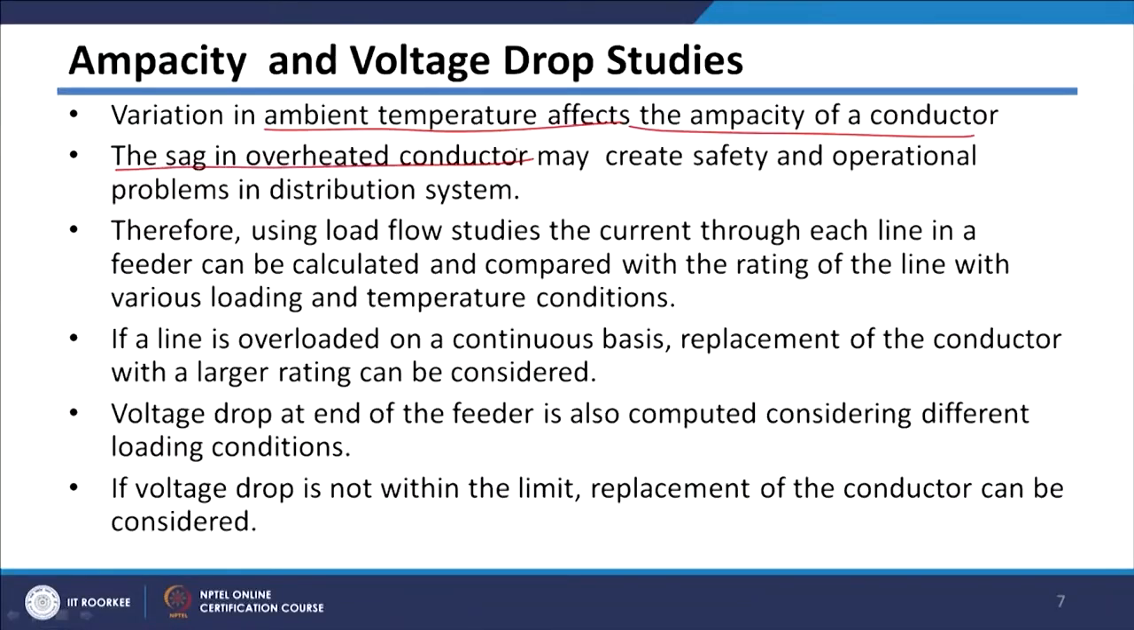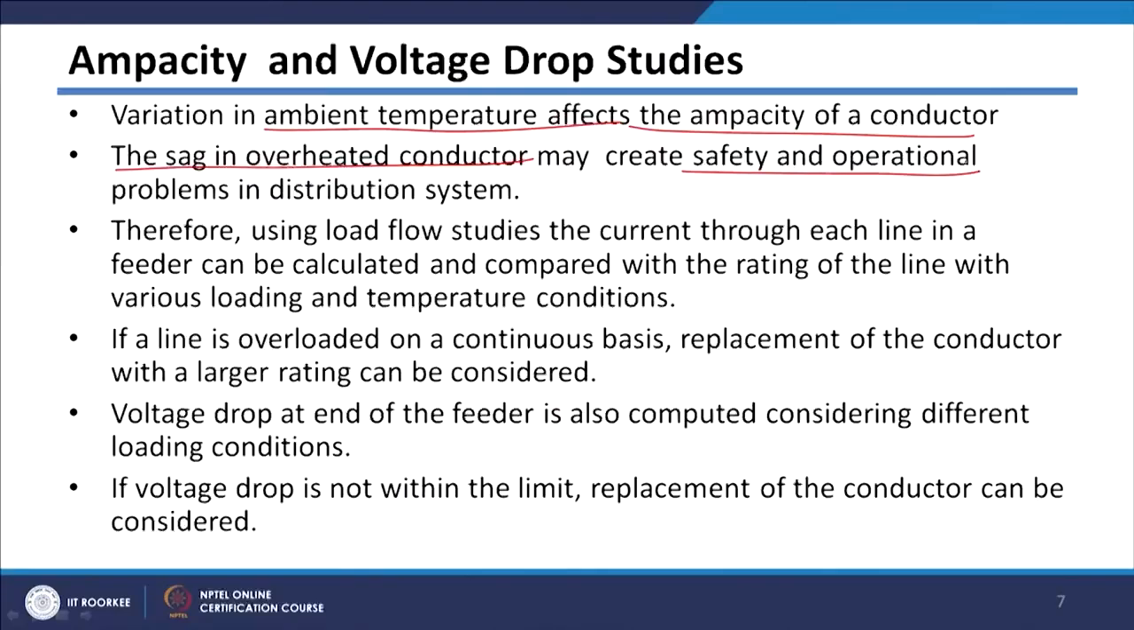Also, whenever overloading happens, or whenever high current as well as high temperature conditions come, the sag of the distribution conductor increases. When the sag increases, the clearance between conductor and ground decreases, and this may create some safety as well as operational problems in the distribution system.